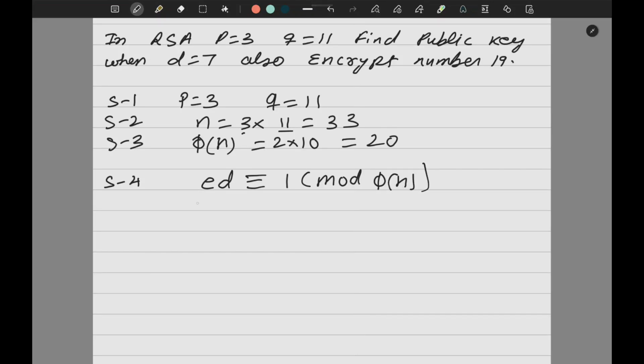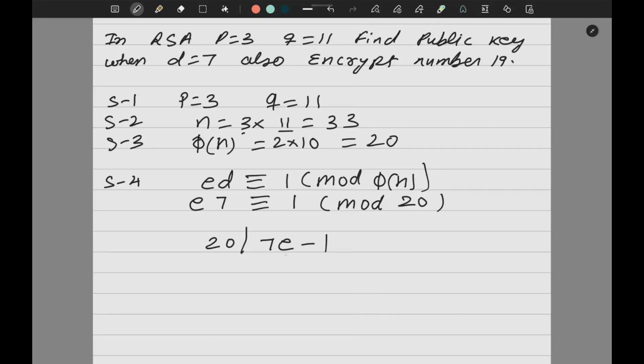Now put the value. E is unknown this time. D is 7. What is phi n? 20. Correct? Now you can solve this linear system, or see, this is looking very simple because the numbers are very small. So you can do it orally also. What is the meaning of this congruence? 20 divides 7e minus 1.